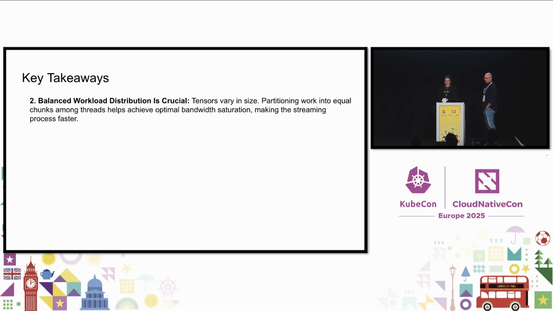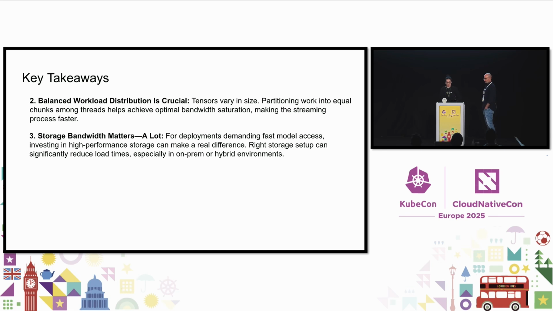The second key takeaway is, as I said, balanced workload distribution is crucial. Tensors vary in size. Partitioning work into equal chunks among those threads helps optimize bandwidth saturation and makes the streamer process faster. Because imagine one tensor being gigabytes and one being megabytes, then we need to wait for the reading process that's happening with the gigabytes of tensors first.